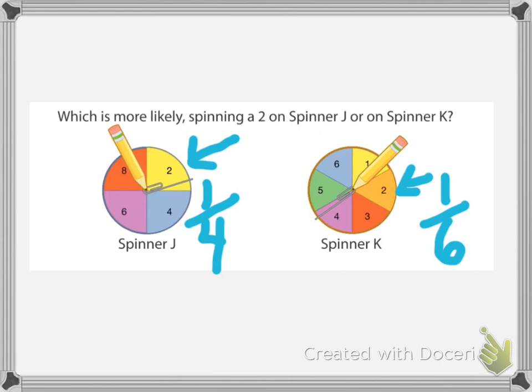number 2. Now, the area on spinner J over here is much larger than the area on spinner K where the number 2 is located, even though the circles are the same size. So my prediction is I think it's more likely to spin a number 2 on spinner J, just because the number 2 is taking up more area on that circle.